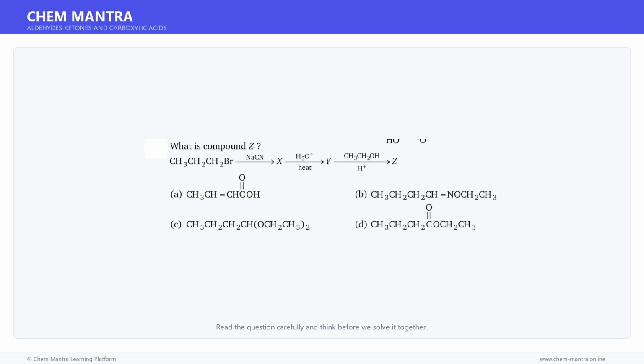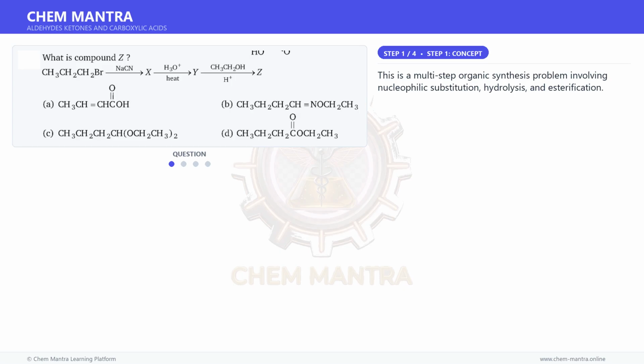Here is a question. Read it carefully and think about the answer. Let us solve it step by step. Let us first understand the key concept here. This is a multi-step organic synthesis problem involving nucleophilic substitution, hydrolysis, and esterification.